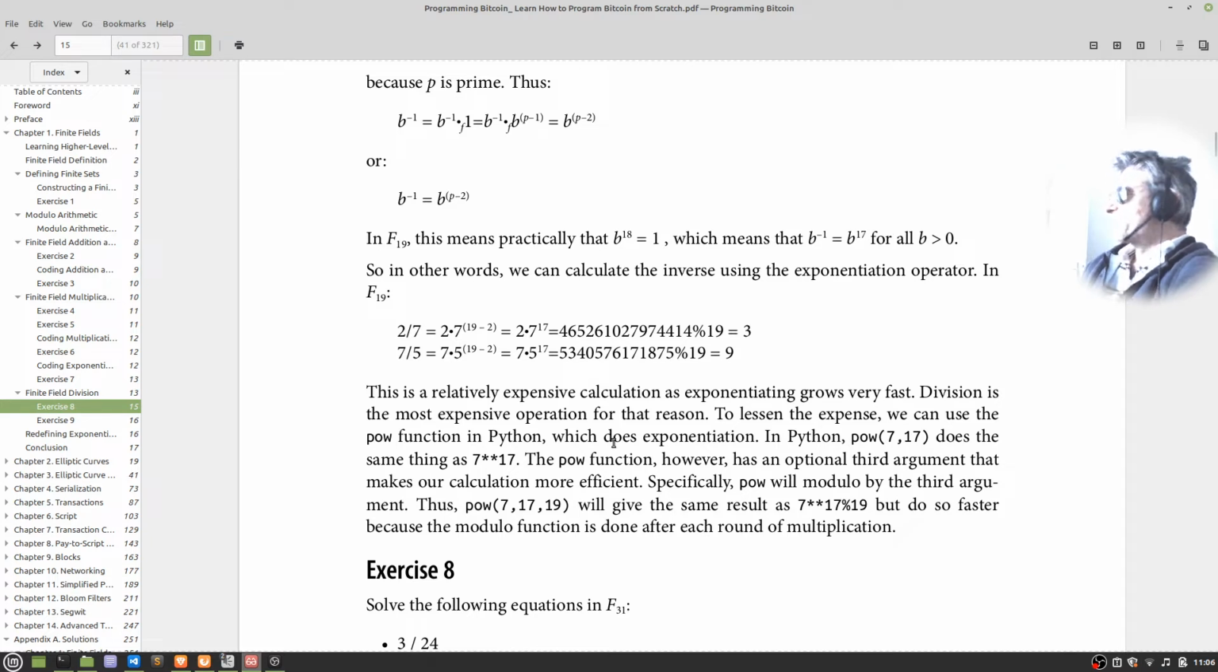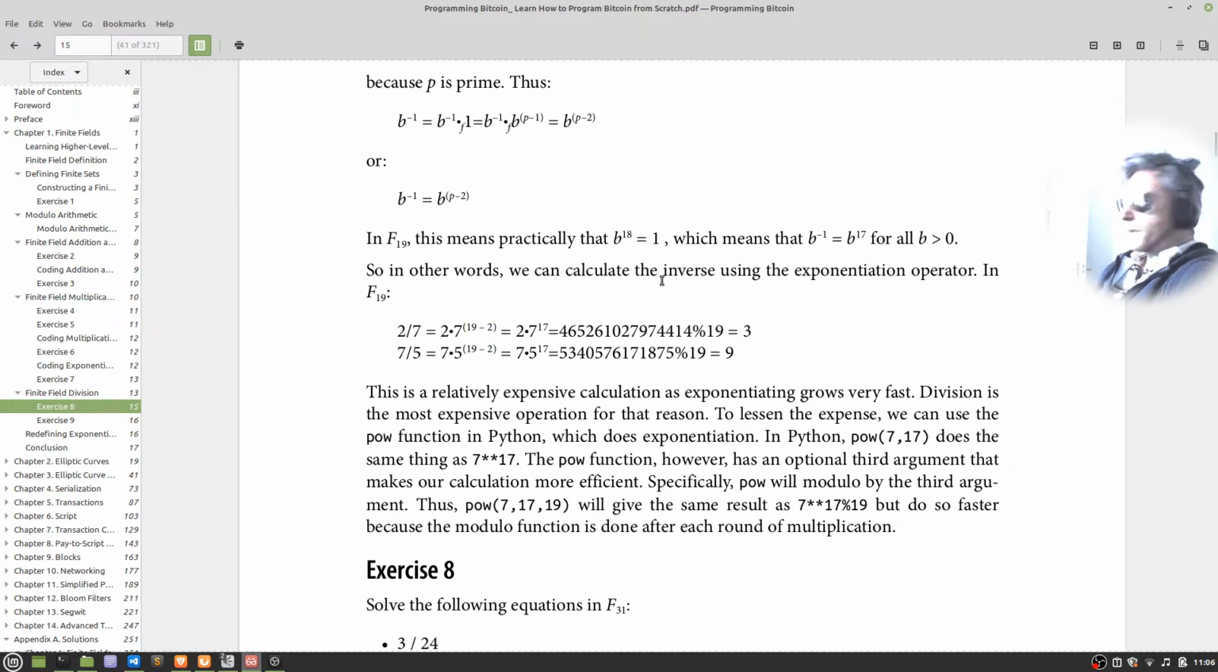So if you walked up to somebody in the street and you said, what's 2 over 7? They'd say, oh, it's probably some number around about 0.3 or something. No. 2 over 7 equals 3. So what you actually do is you multiply the top number by the bottom number to the power of the prime minus 2.